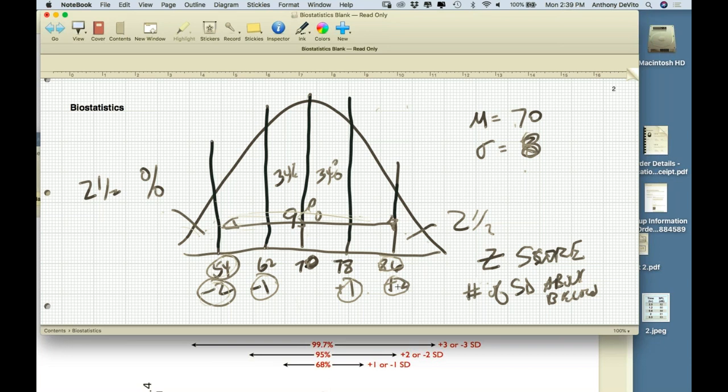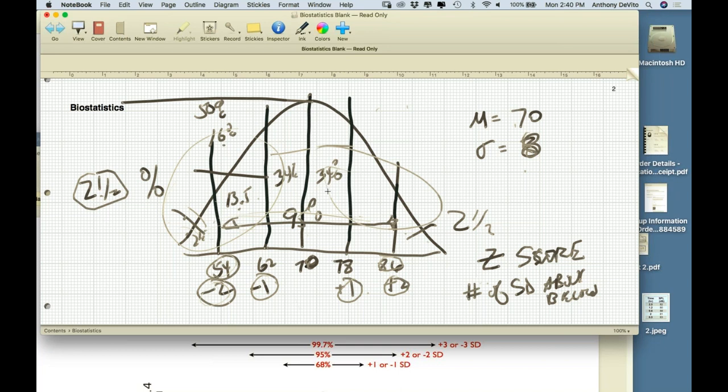I can tell you a lot of stuff about this distribution. Like, for instance, if this is 34%, this is 34%, and this from here down is 50%, that leaves 16% from here down. And if this is 2.5%, that leaves 13.5% in here and 2.5% here, right? There's a lot of stuff you could do with this. You could play around with this quite a bit. All right, 16%, 2.5%, 18.5%. No, I'm wrong. 16% less 2.5% is 13.5%, right? And the same thing happens up here, right? You can play around with this because of these different areas.